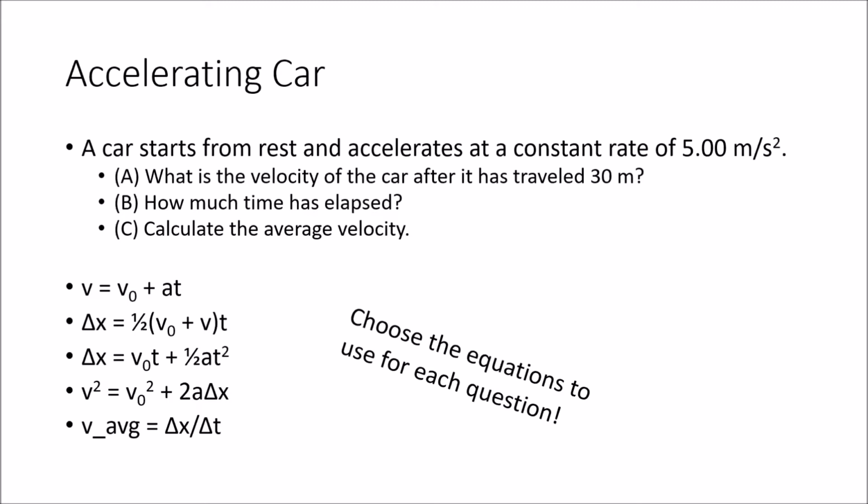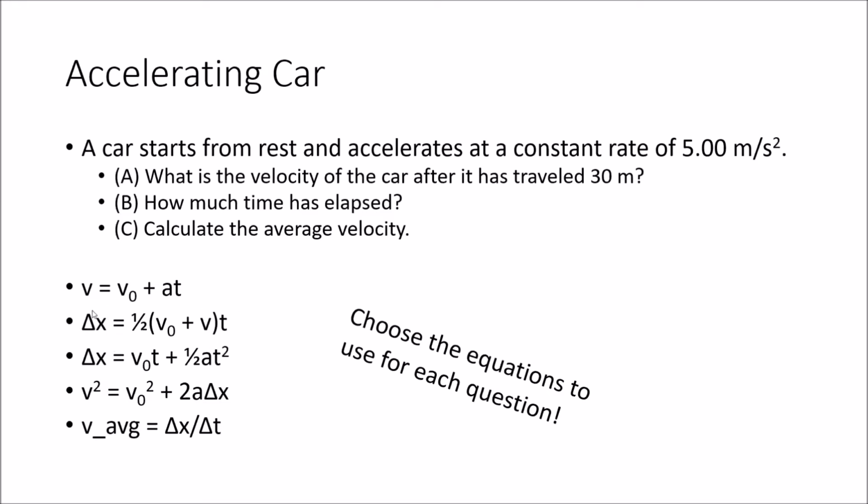Now, how much time has elapsed? Okay, let's assume that we already solved A. How much time has elapsed? Well, if we've solved A, then we have the final velocity. We have the final velocity like that. The initial velocity is still 0. We still have an acceleration of 5 meters per second squared. We need to find the time. Looks like equation 1 would work just great for that. But also equation 2 would work just great for that.